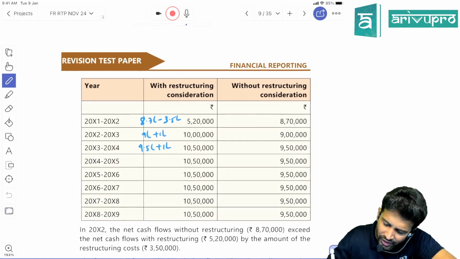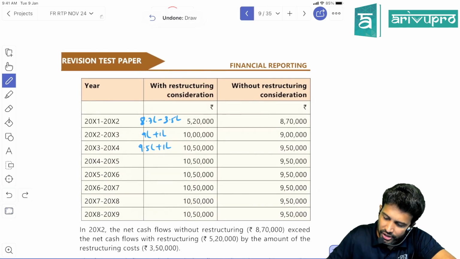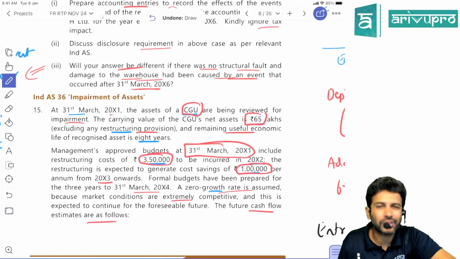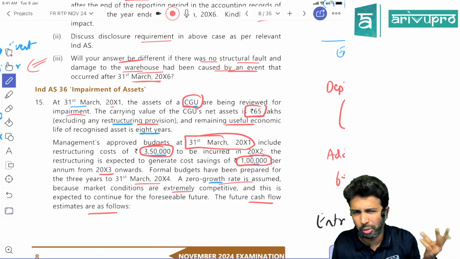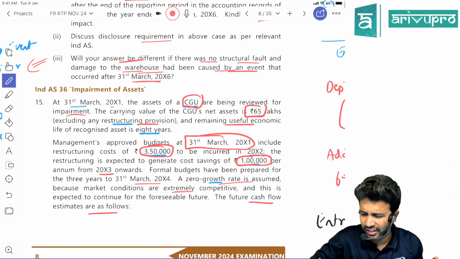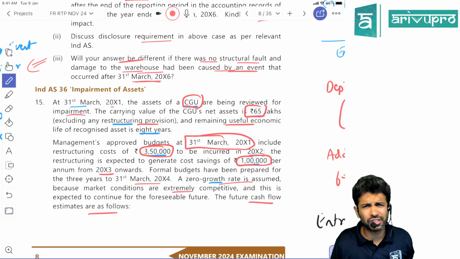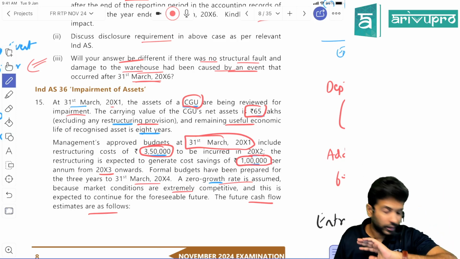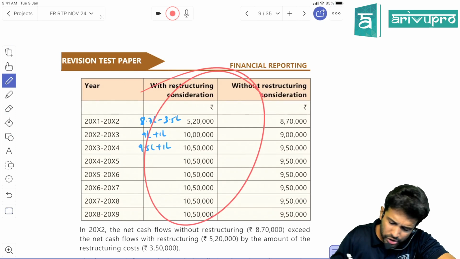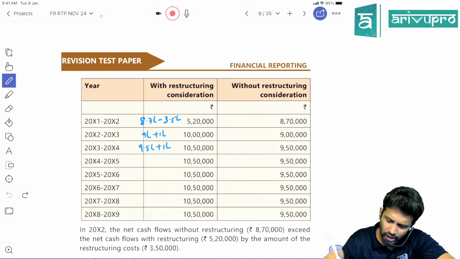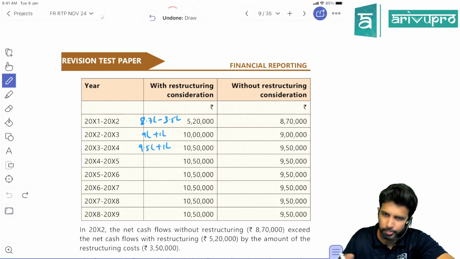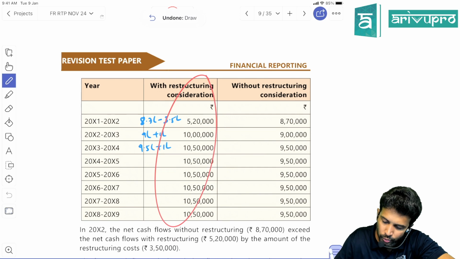What are they asking? Without restructuring consideration, they've given you the future cash flows. For impairment check, we need the recoverable amount. How do you get the recoverable amount? The higher of value in use and net selling price, or fair value less cost to sell. For that they've given the future cash flows, sir. Value in use is nothing but the present value of future cash flows, right? So this is without restructuring, and this is with restructuring.